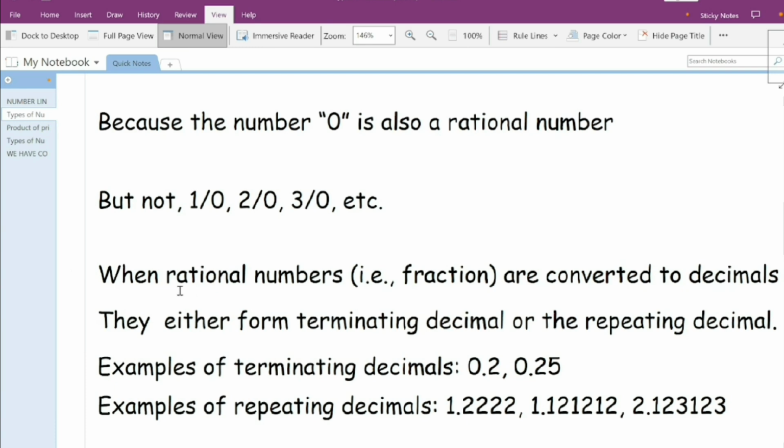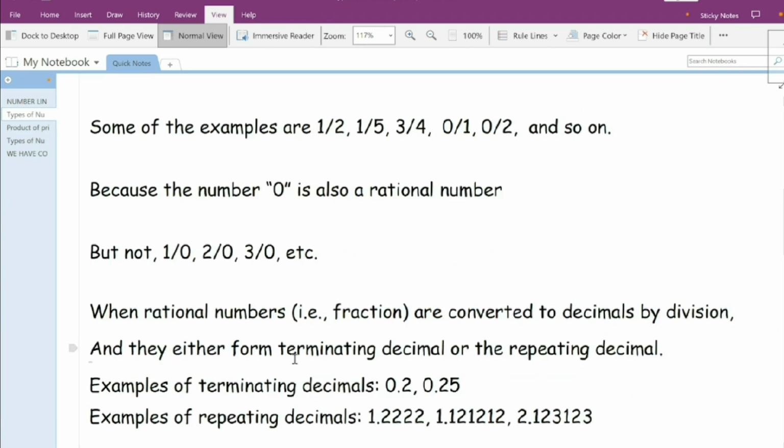And also note that rational numbers can be converted to decimals, and they either form terminating decimals or repeating decimals. Examples of terminating decimals are 0.2, 0.25. These decimals end, like having 1 over 5, which is 0.2 when you convert from fraction to decimal, like 25 over 100 or 1 over 4.